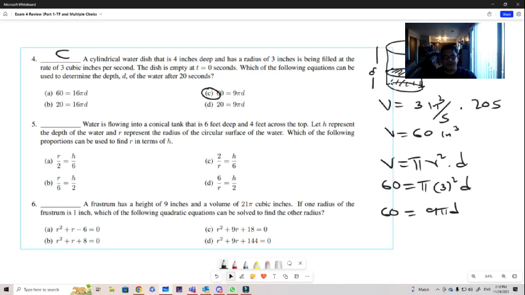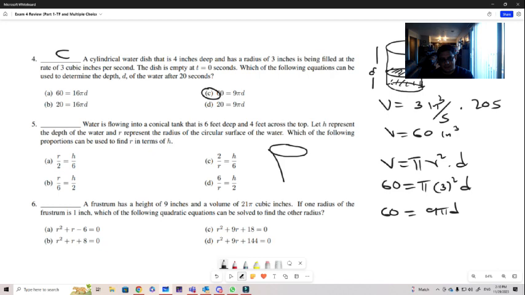Now, for question 5, we have that the water is flowing to a conical tank that is 6 feet deep, and it has 4 feet across the top. So this is saying really that I have a situation like this. I have a cone, and I have 4 feet across, which means that over here the radius is 2, and some point here I have another radius that I don't know.